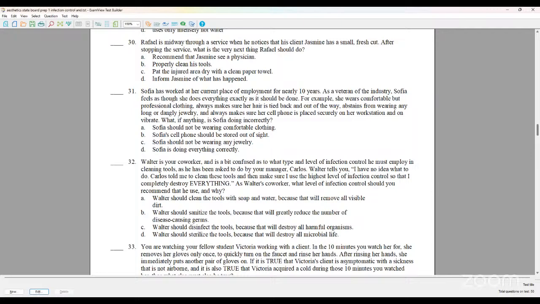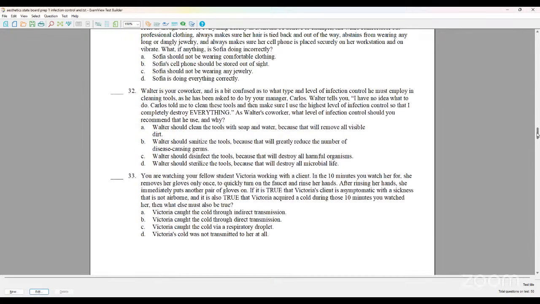Well, it sounds as if she's doing everything correctly, but I would recommend that Sophia's cell phone should be placed out of sight. So I'm gonna go with B. You said B? Yes, ma'am. You're correct. That cell phone should be stored out of sight. Okay. 31 is B. It's bacteria. Logically, we will touch that phone and go back to our clients. Okay. So that's it. I'm gonna do 32, 33.